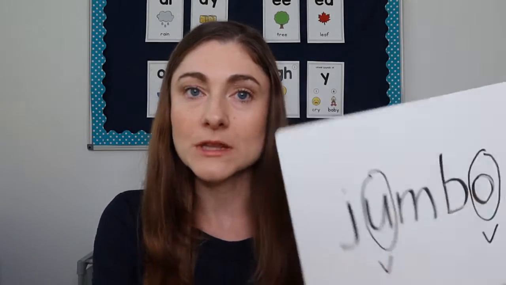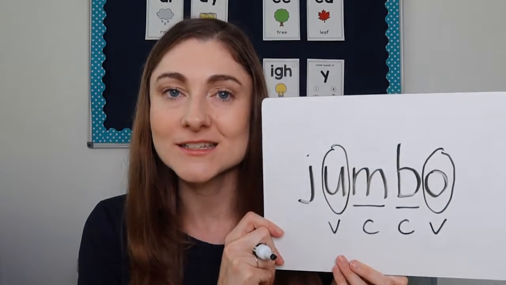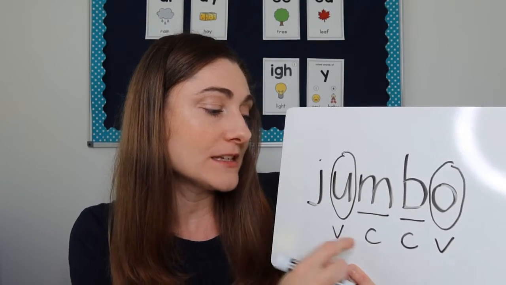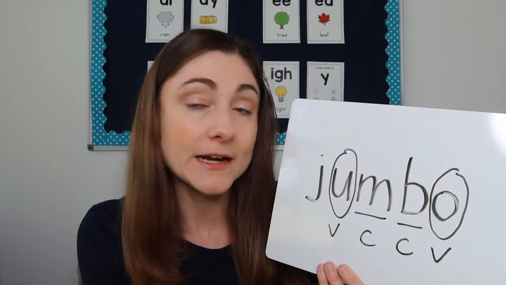So I have them circle the vowels, and you can use two different colors if you want. So here we have the vowels circled. I'm gonna label them with a V, and then I have them underline the consonants between the vowels. So there's an M and a B. So this is a vowel, consonant, consonant, vowel word. Now, the VCCV rule tells us that when there's two consonant sounds between the vowels, then we can divide it up between those two consonants. So we'll draw a line to show how to divide it.